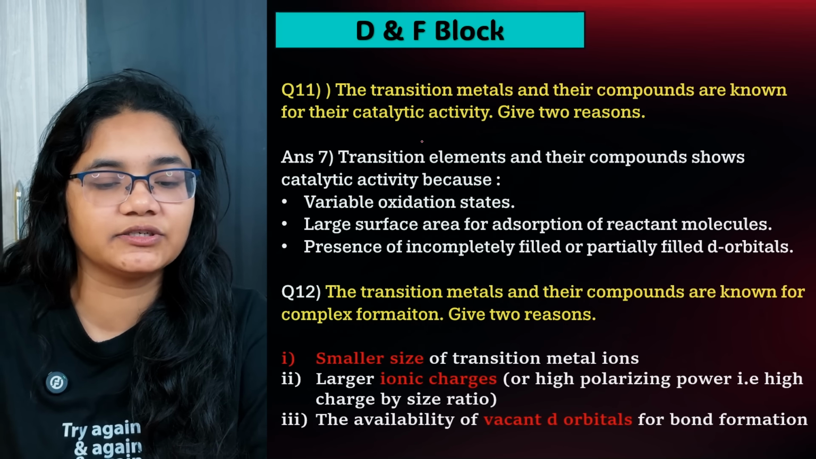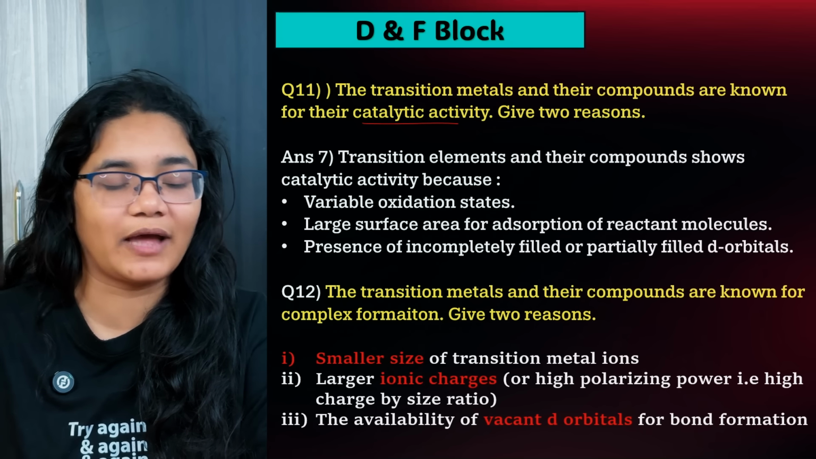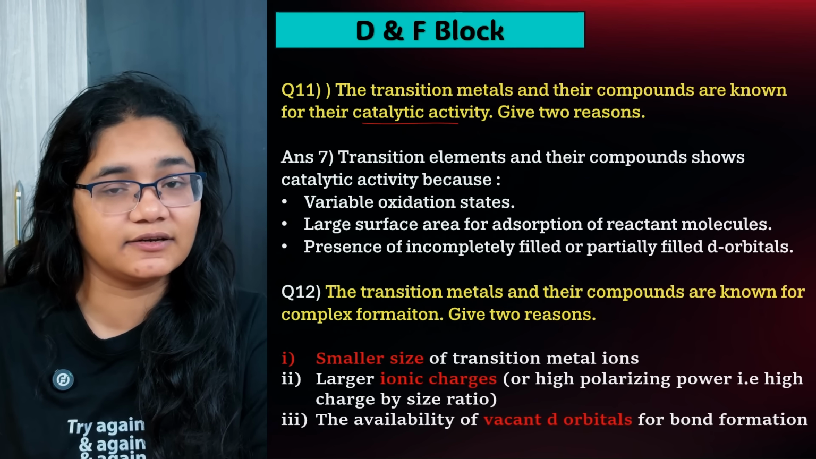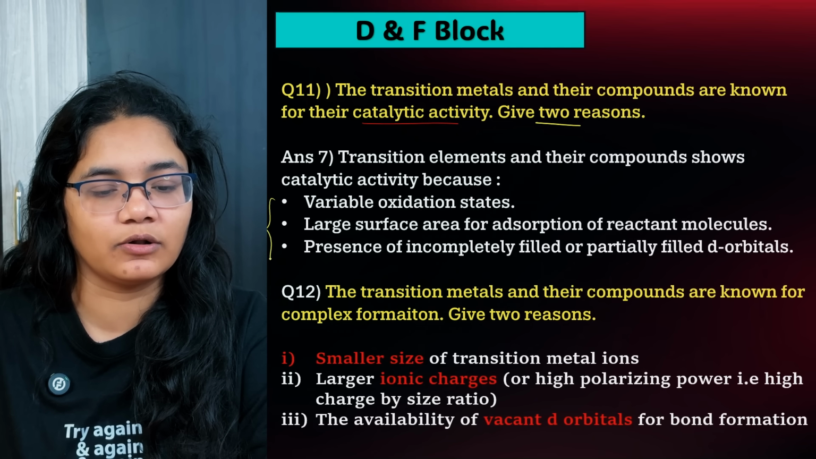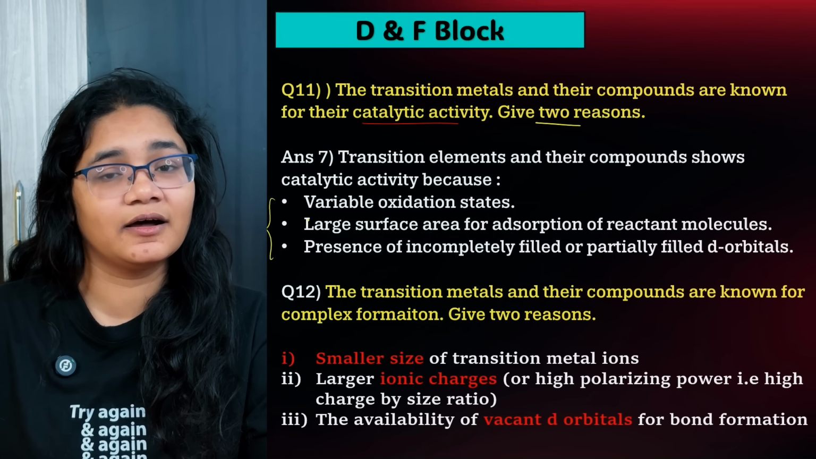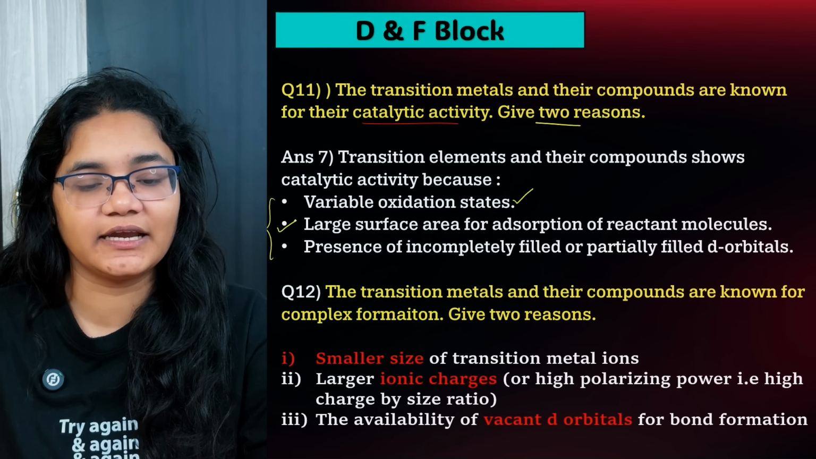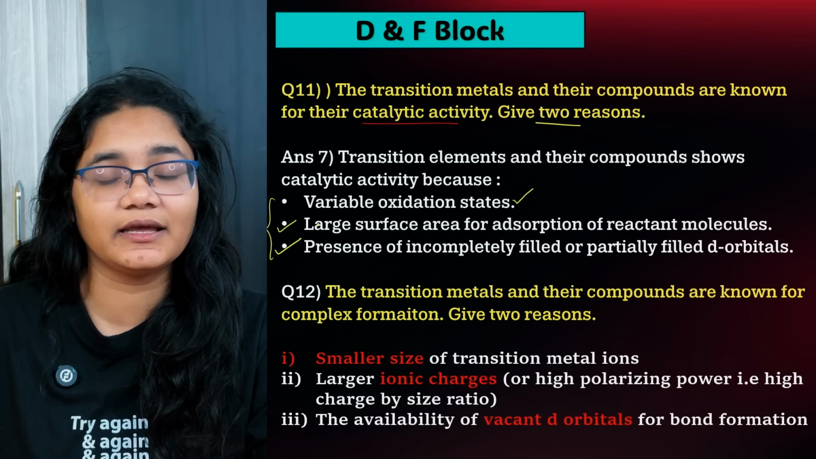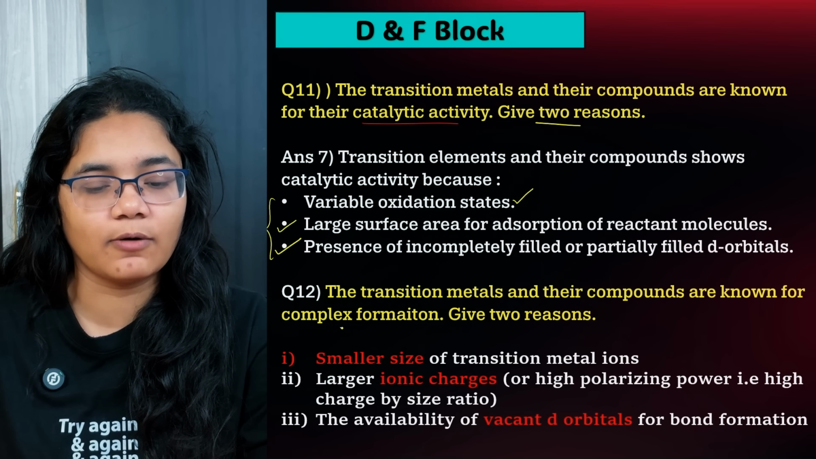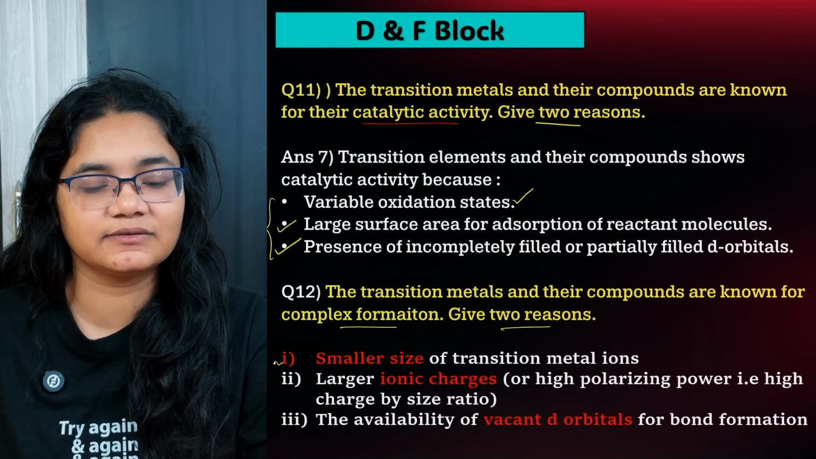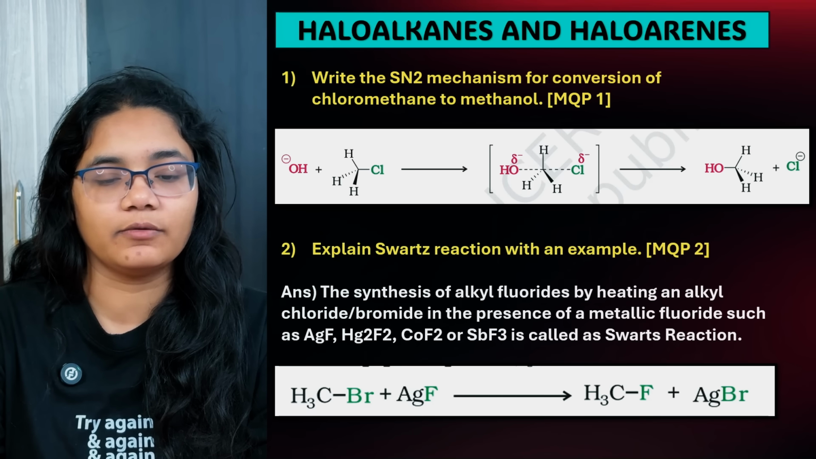Next we'll move to question number 11. The transition elements are commonly known to show catalytic activity. So give reason for this. So this can be 2 reasons or even 3 reasons. So you should be knowing all the 3 points because it can be asked either in the 2 marker or in the 3 marker section. So first of all is variable oxidation state, large surface area and presence of incompletely filled d orbitals. Next is transition elements are known to form complex compounds. The reasons for that is smaller size, larger ionic charges and availability of vacant d orbitals.